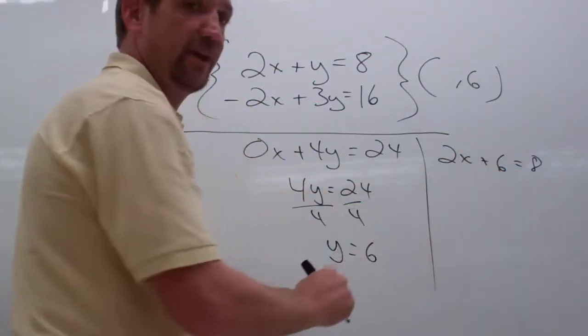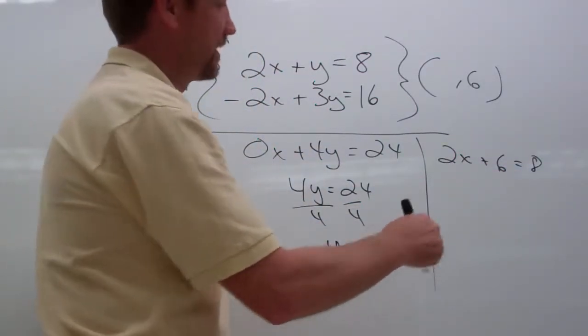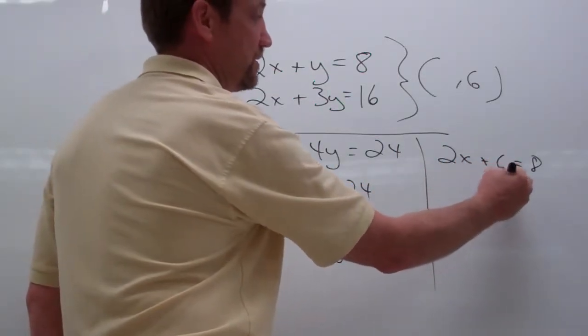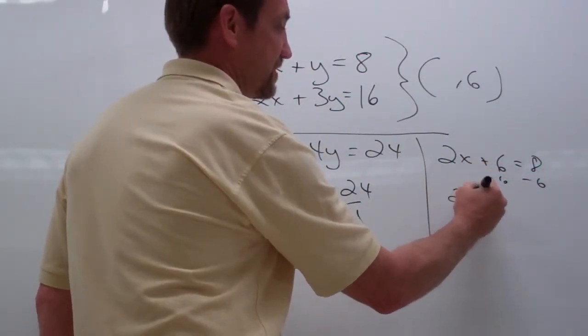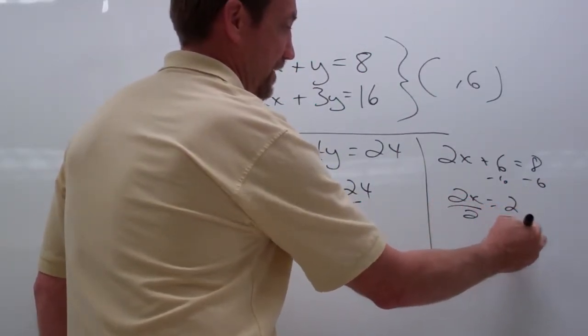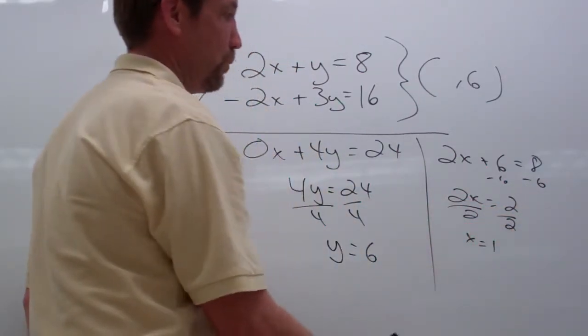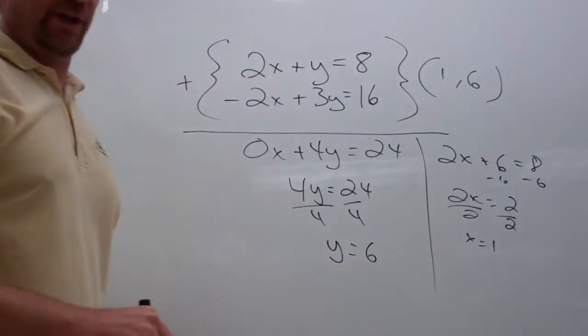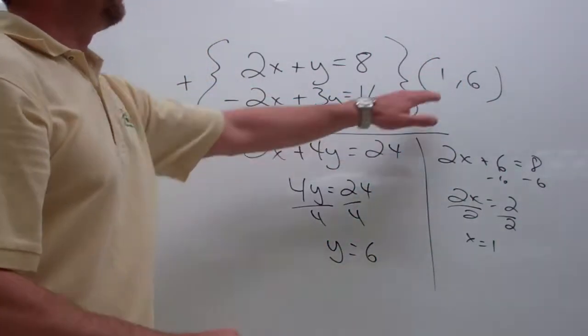And now we have a two-step equation here. We want to solve for x. We want to get that x by itself. So we'll subtract 6 from both sides. It gives us 2x equals 2. And then we divide both sides by 2. Gives us x equals 1. So the solution to this system of equations would be (1, 6).